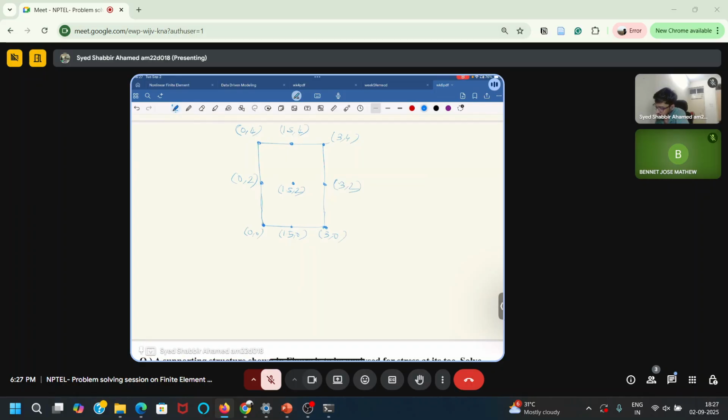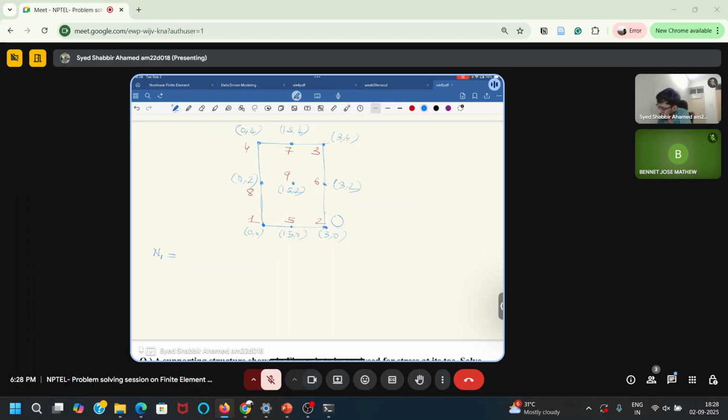So now I'll write the numbering, sorry, I'll use a different color. This is 1, this is 2, this is 3, this is 4, 5, 6, 7, 8, 9. So now if I want the shape function for N1, first I will take, let's say I just have this line. Let's say this is only in one dimension and there is only x. Now, how do we write the shape function?